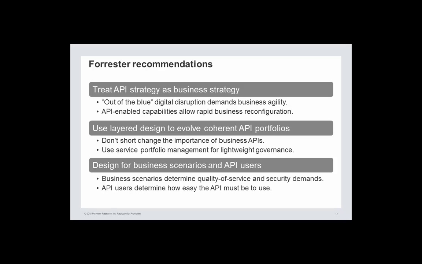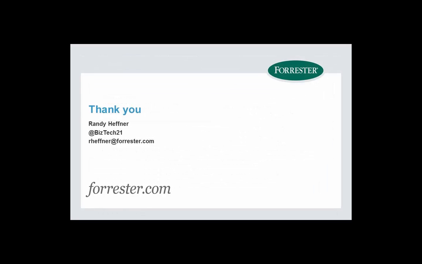So don't shortchange the importance of business APIs. Often I hear mobile needs APIs, and I don't hear anything about the consistency that's needed across different channels. It's just, give us an API. And portfolio management for your services is a means into a lightweight governance to evolve a coherent portfolio, where you know what layer of the API portfolio it fits in, and you have coherent portfolios to serve different business purposes. And then finally, design your APIs around business scenarios and the users of those APIs.